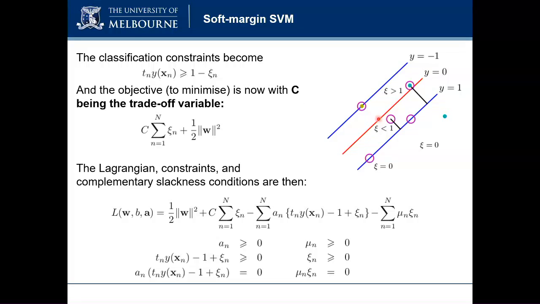You cannot draw a perfect line, even a nonlinear line, separating everything perfectly. There will be some points we will be crossing. So what do we do? We need to take this into account. And how do I do it?